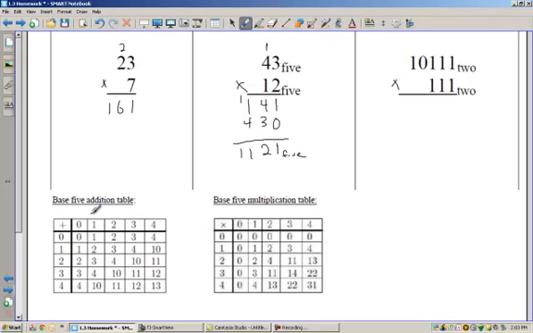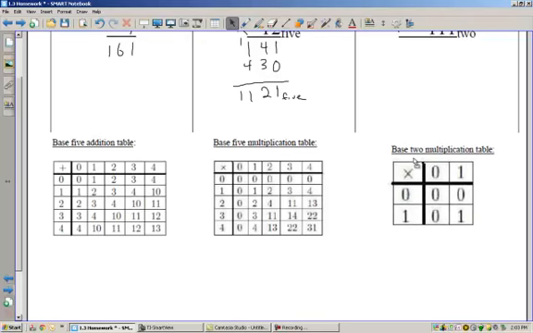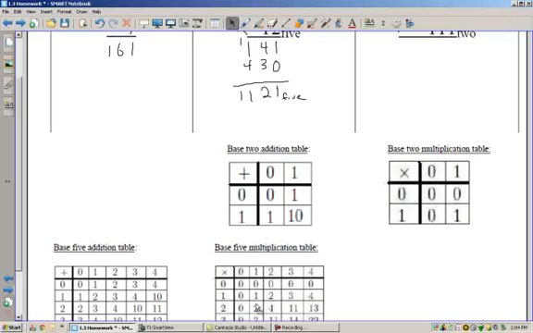For the binary, let's do the binary. So let me pull up the binary table here so we can see it. Get rid of that.